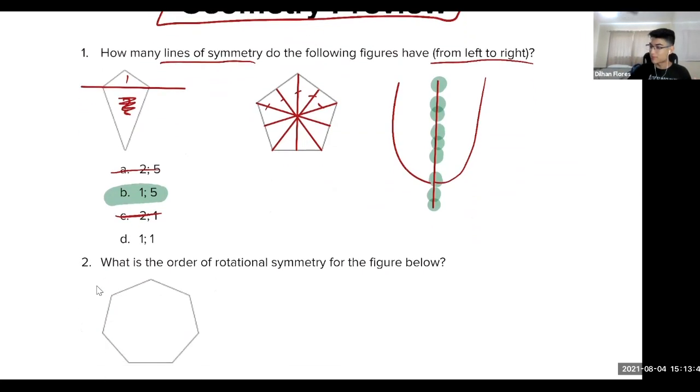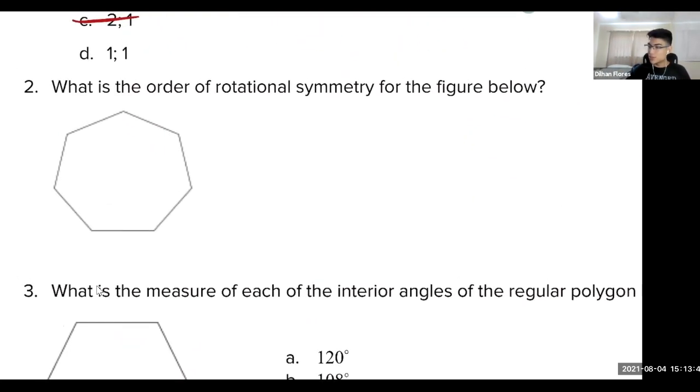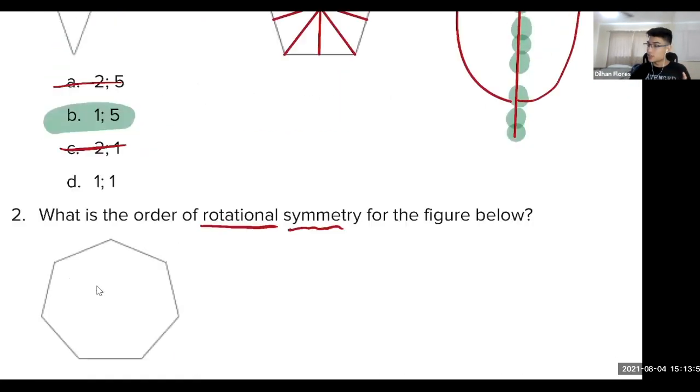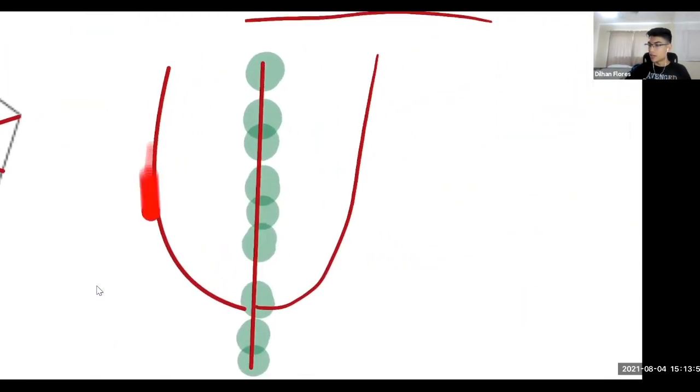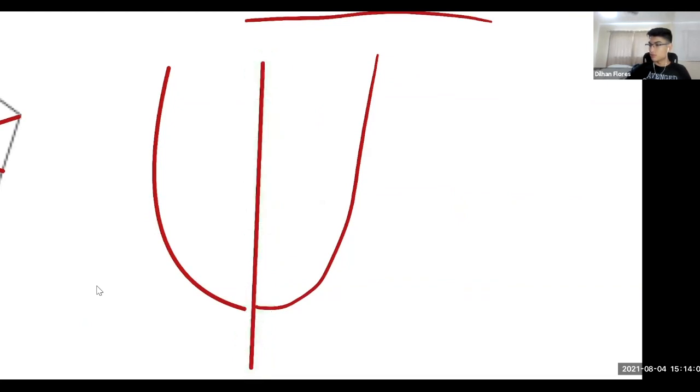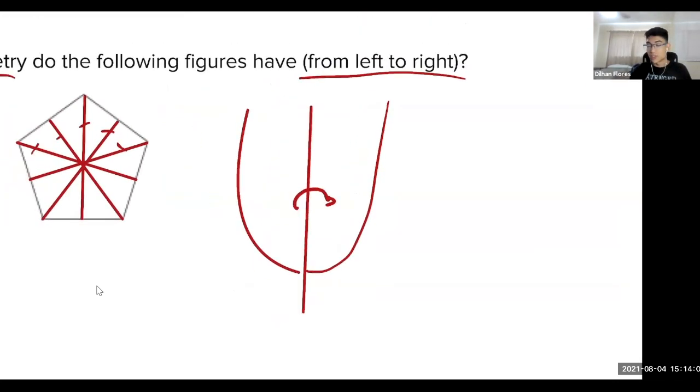Let's keep on going. So what is the order of rotational symmetry for the figure below? Before we were talking about lines of symmetry, right? So what we were doing is that we would get this shape, and then we would flip it. We'd put it on this side, make it go to that side. We would flip it. That's the line of symmetry. That's one type of symmetry.